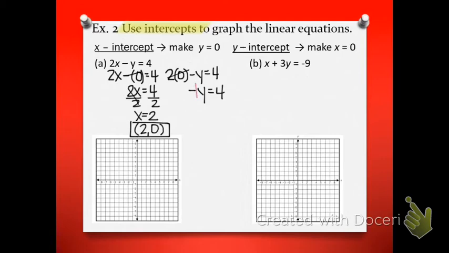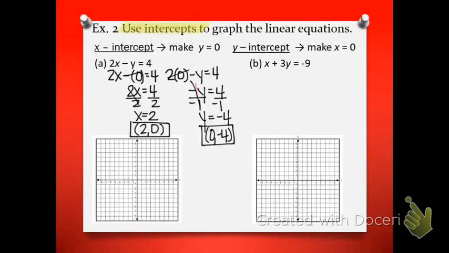So how do we solve for y? Divide both sides by negative 1. So y equals negative 4. But we don't box that in, we create our ordered pair. What's our ordered pair this time? 0, negative 4. Beautiful. Okay, we plugged in 0 for x, so 0 is our x coordinate, negative 4 is our y. Now, let's plot these points.